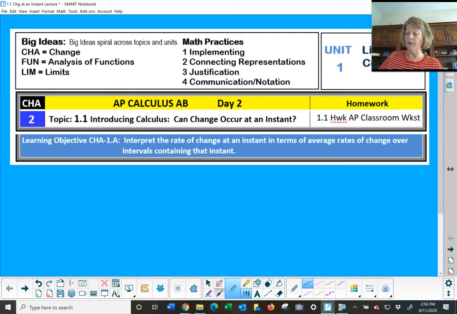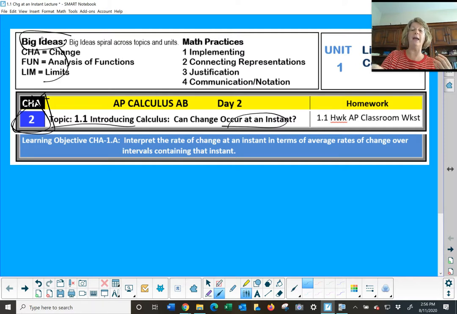So, just a few things I want to point out before we get started on today's lesson. You're going to notice a few things about my note sheet, and that is in the header. It's going to talk to you about what topic we're studying. We're looking at 1-1 today. It'll describe what it is. We're going to talk about can change occur at an instant. And on the left here, there's always going to be a couple things that talk about what our big idea is. What's the overarching idea that I'm trying to get across to you today? Today is all about change.